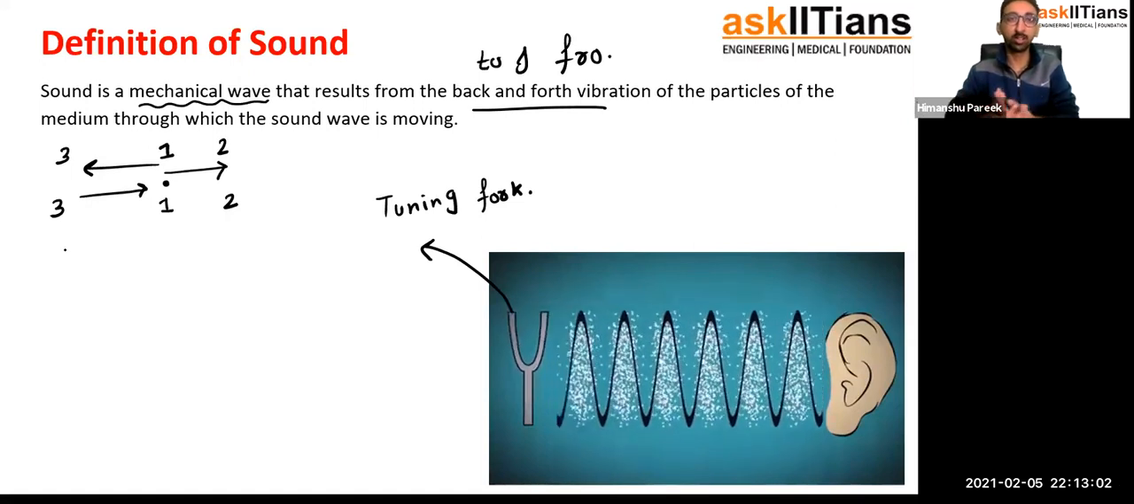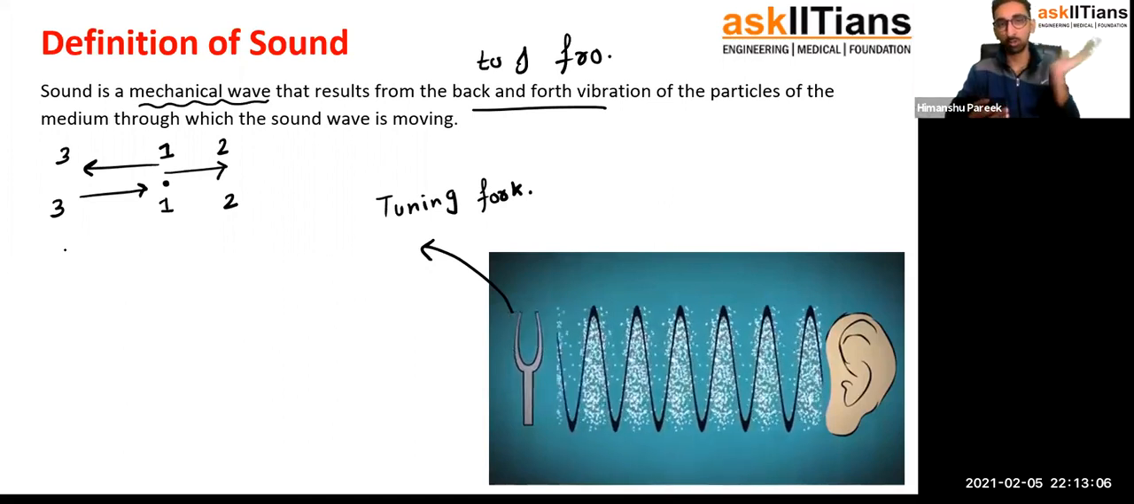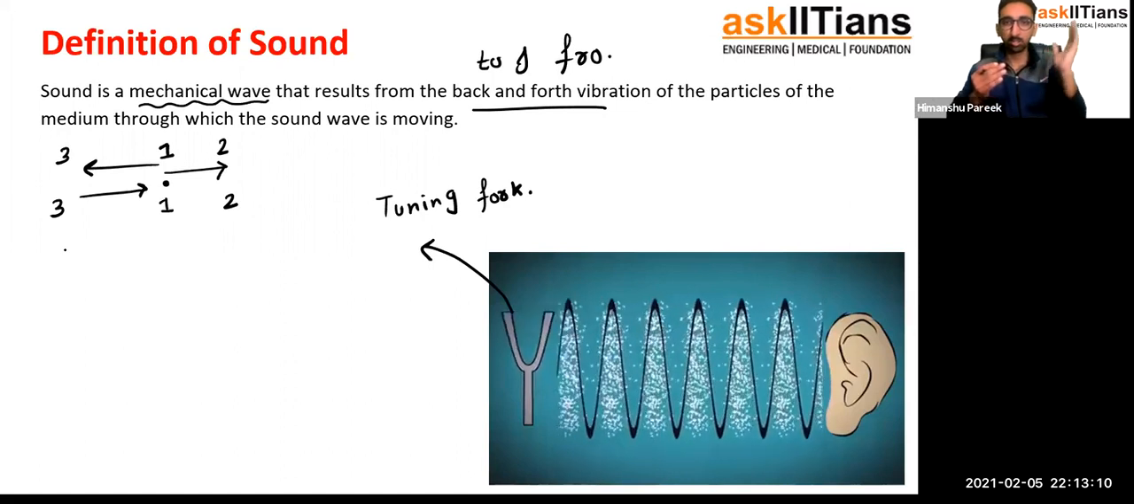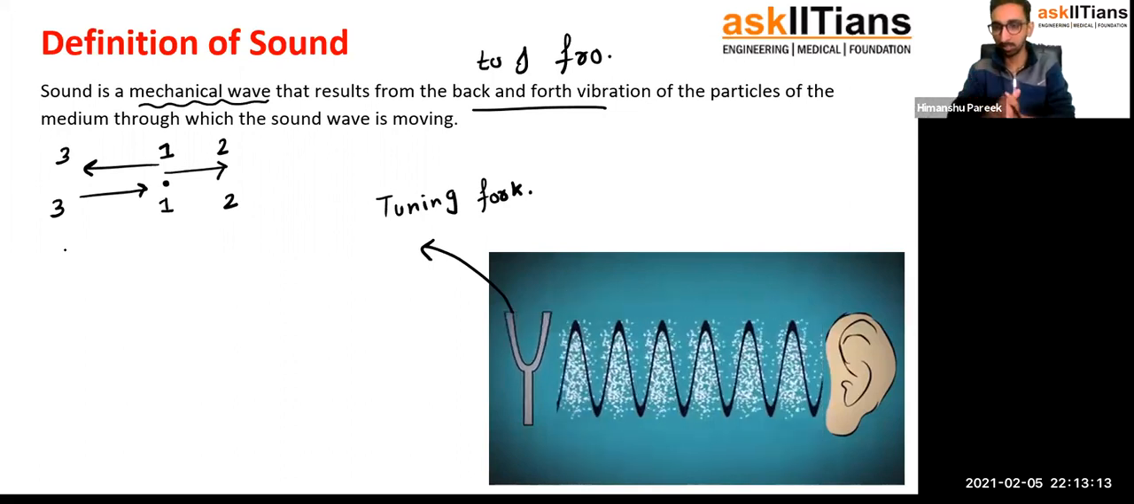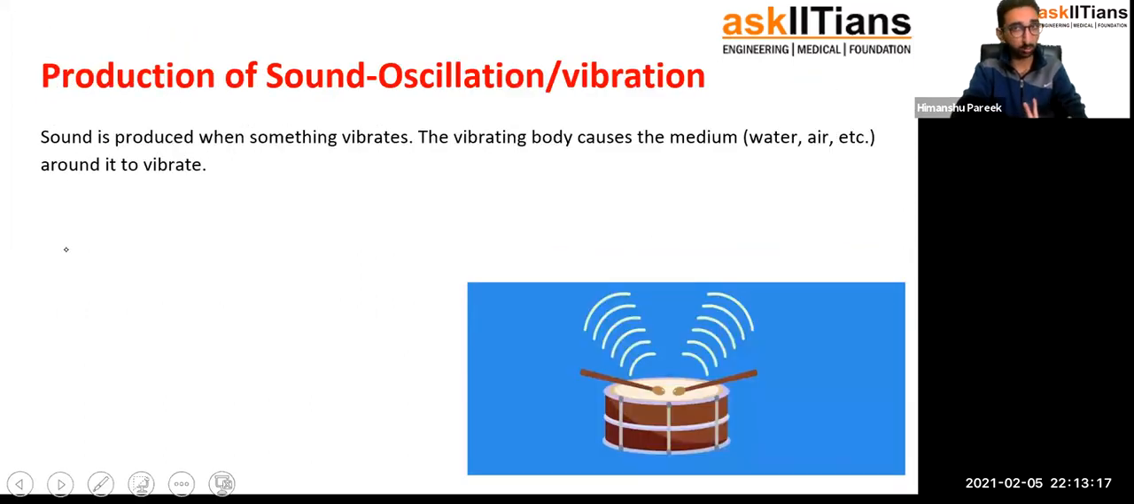So that's what we call the definition, the back and forth motion, to and fro motion also you can call. And that is what we define as the oscillation. And when these oscillations are very fast, it's called the vibrations. So basically that's how the sound wave exactly travels. Sound is produced when something vibrates. The vibrating body causes the medium to vibrate. It can be air, a solid particle, or a liquid particle. It can make anything vibrate.